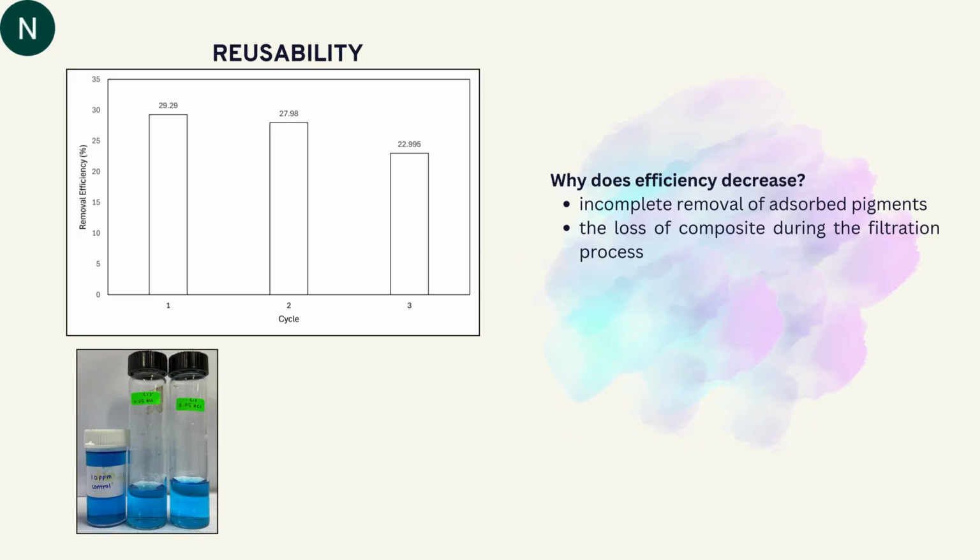So for the last parameter, which is reusability, it was conducted by using the concentration with the highest desorption from the previous parameter, which is 0.05 molar HCl, and it was repeated three times, and the efficiency decreased for every cycle. And why does the efficiency decrease? It is because of the incomplete removal of the sub-pigments and the loss of composite during the filtration process.